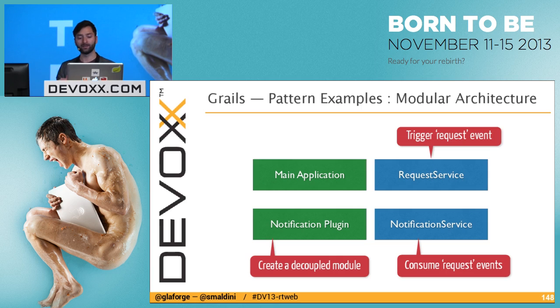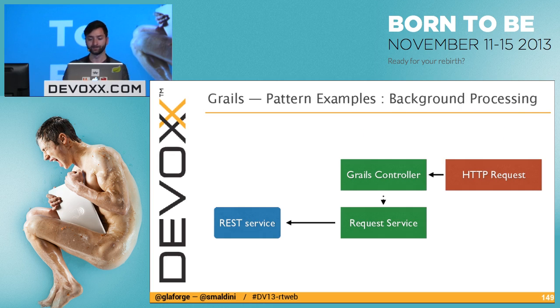So team 1 is working on the main application. Team 2 works on the notification plugin. The only thing you need is a contract documentation saying that the event you receive on this topic is a user, for instance, or JSON data. That's another example of using Reactor in Grails.